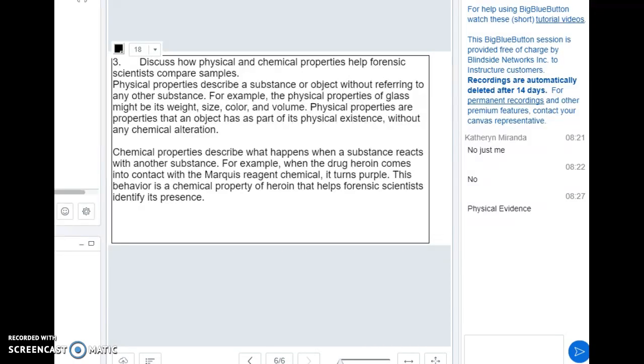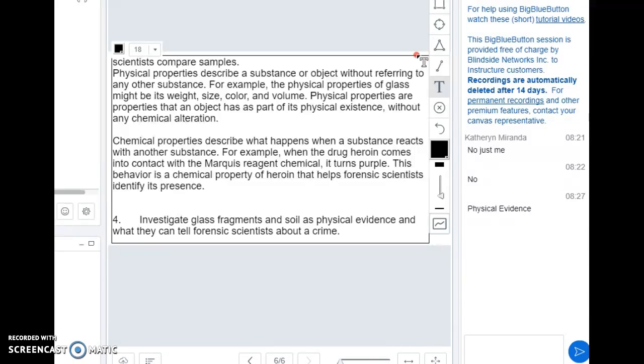All right, objective 4. We're going to talk about glass and soil samples. What we're going to have to do is just scroll down on this one because I'm out of pages here. So investigate glass fragments and soil as physical evidence, and what can they tell forensic scientists about a crime? So we're at the very bottom of the page there. Let's talk about glass fragments and soil as evidence.